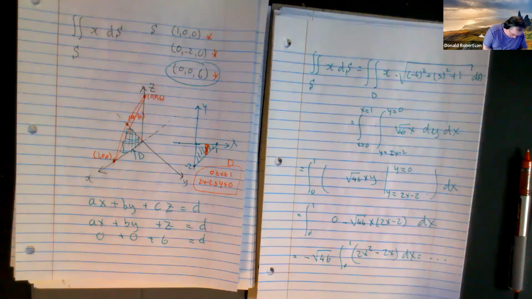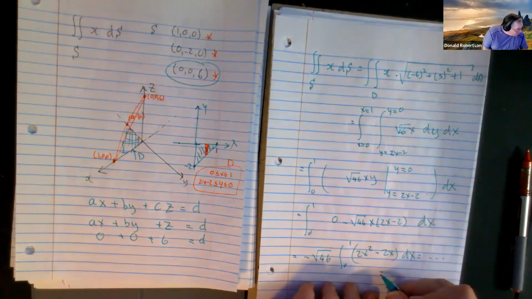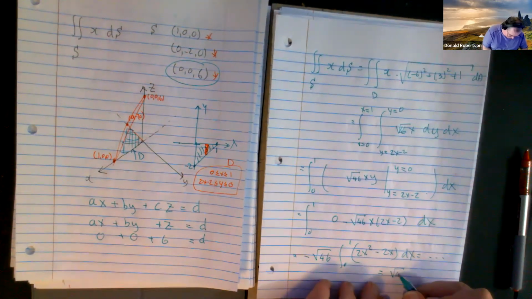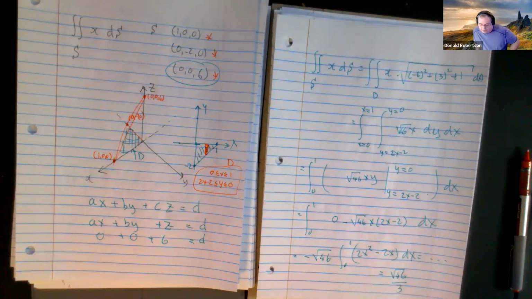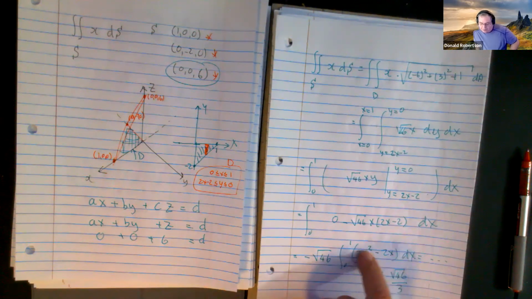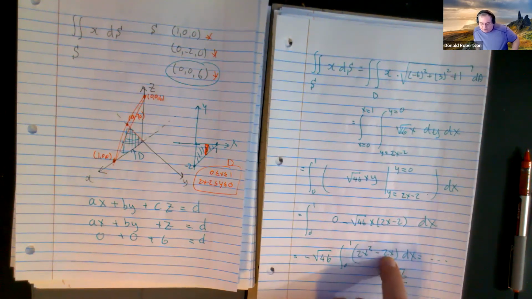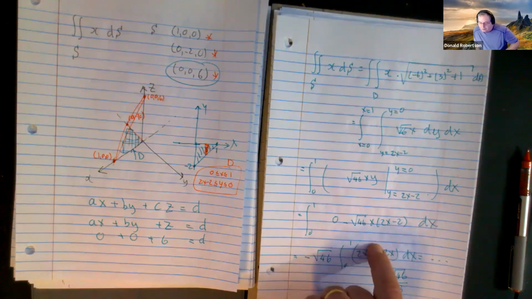And according to what they've got, the answer is positive root 46 over 3, which seems reasonable because that's a root 46. I'm not quite sure where the third comes from, but that's probably going to be a negative, a third. And that negative makes it a positive answer.